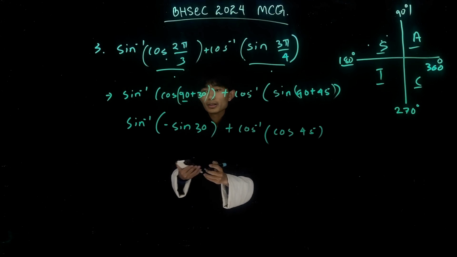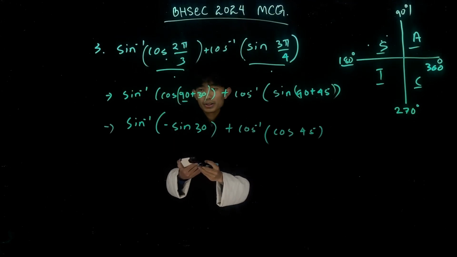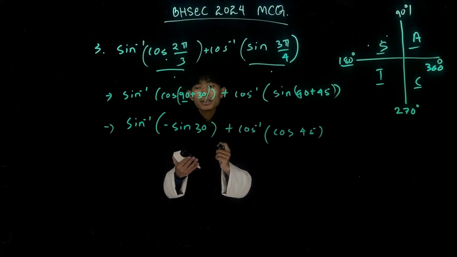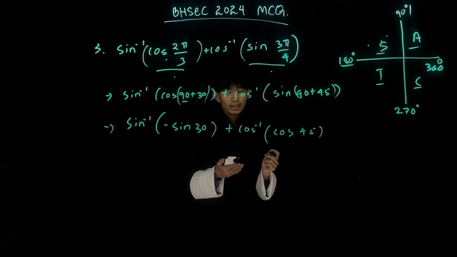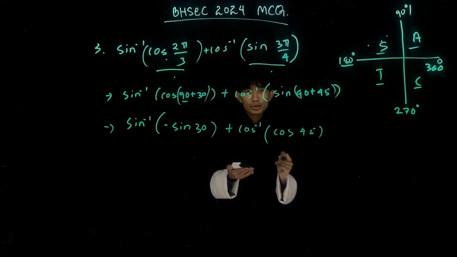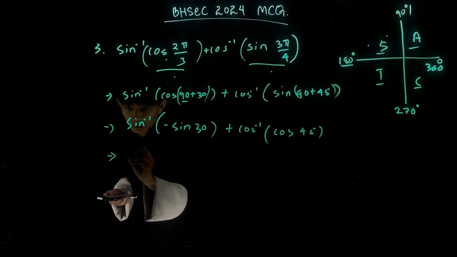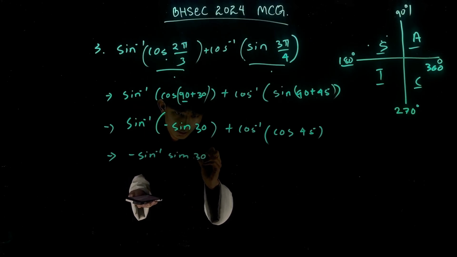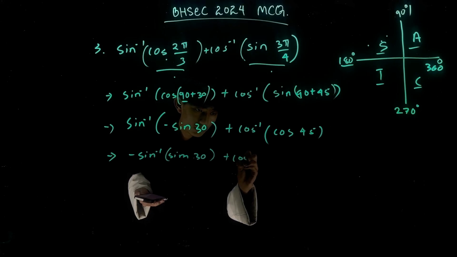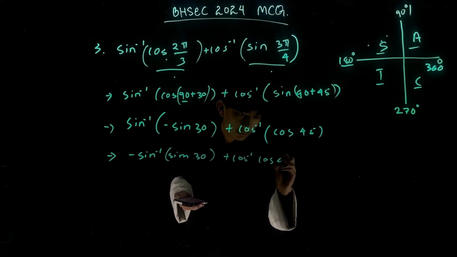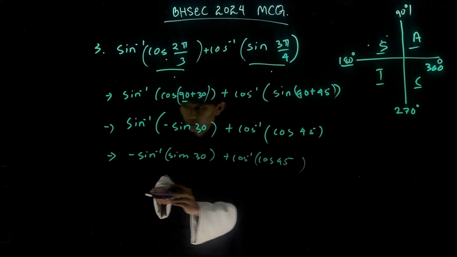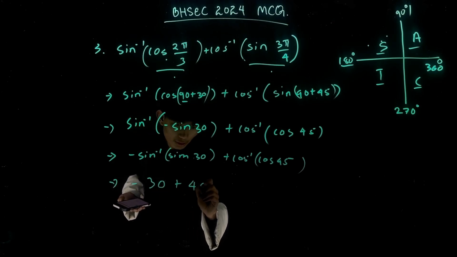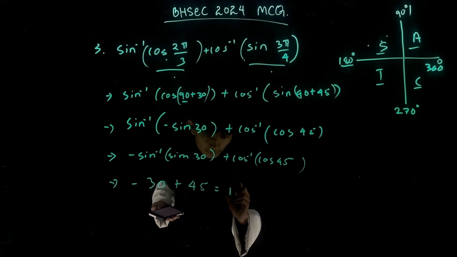So what we can do over here, we have a property of inverse function. Sine inverse negative x is equal to negative sine inverse x, and cos inverse negative x is equal to pi minus cos inverse x. So since we have sine over here, it is negative sine inverse sine 30 plus cos inverse cos 45. So this will give us negative 30 plus 45, which will give us 15 as the answer.